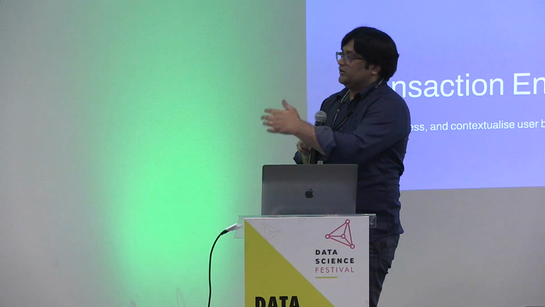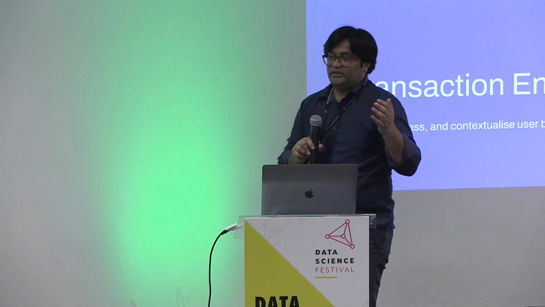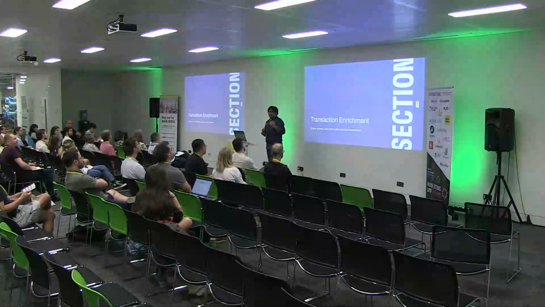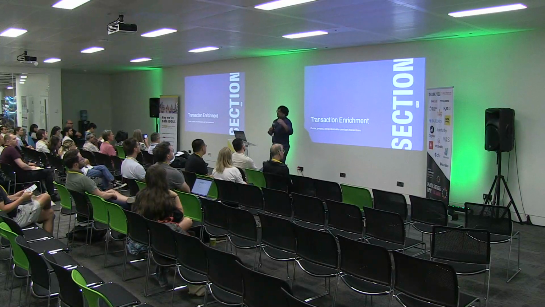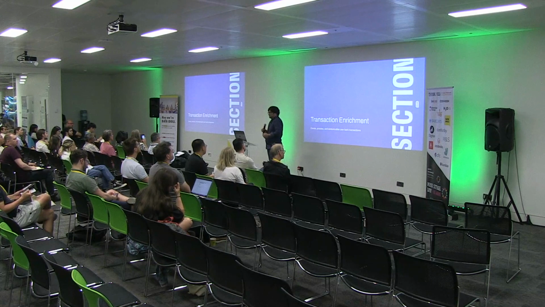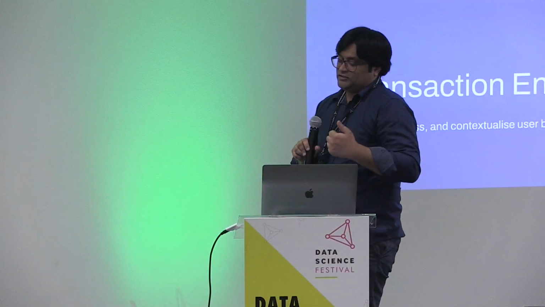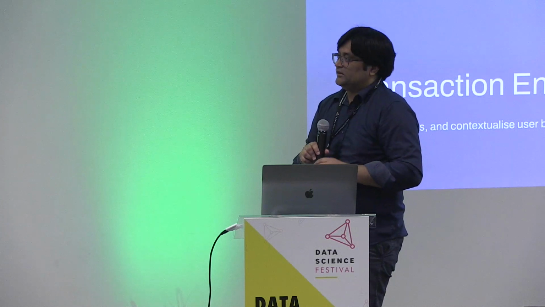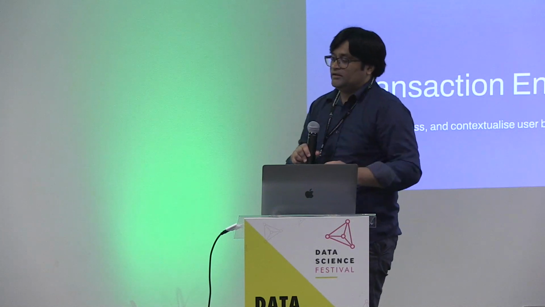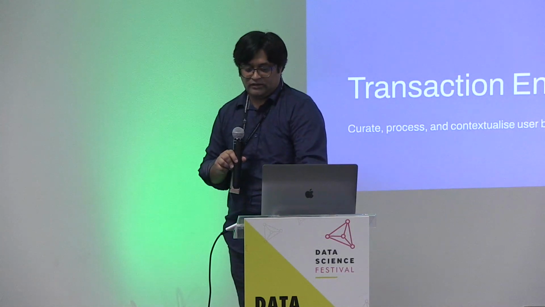We get this raw data, and we need to enrich those transactions with the right level of information and extract useful entities that can then be used to provide useful insight back to the user. It's like curating, pre-processing, and contextualizing the user's bank transactions in order to find them the right advice where they need it.